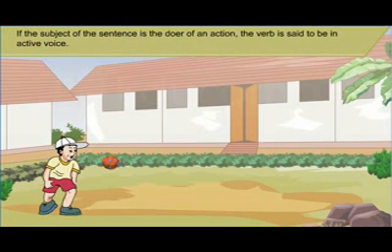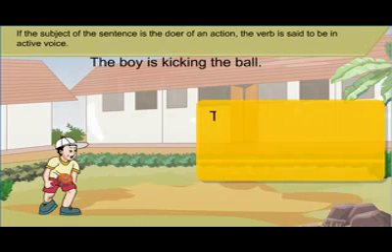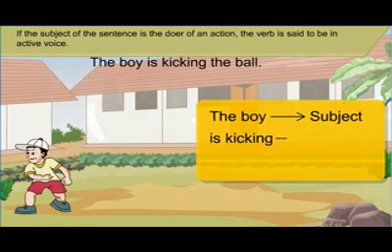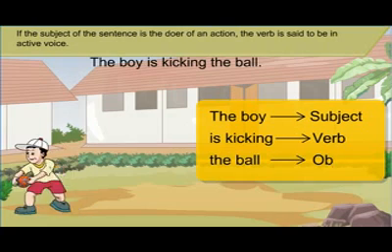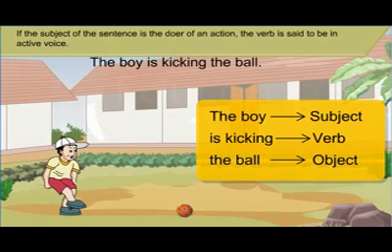Take a look at this picture. What is the boy doing? He is kicking the ball. Now in this sentence, the boy is kicking the ball. The boy is the subject, is kicking is the verb, and the ball is the object. The boy, that is the subject, is actually doing the action of kicking, and as the emphasis is on the doer of the action in the sentence, the verb is said to be in active voice.